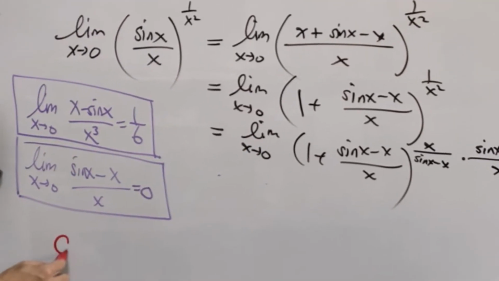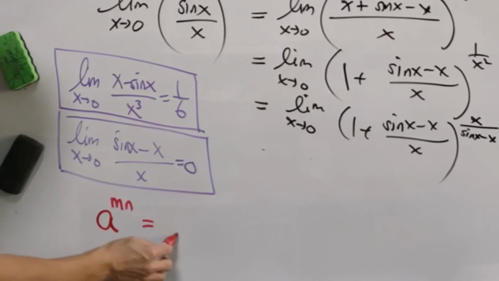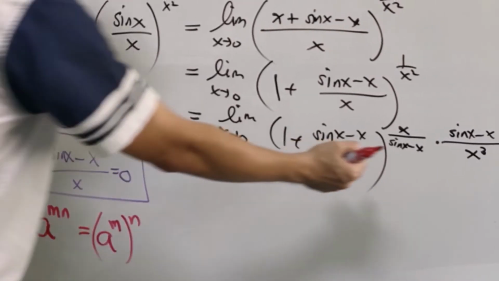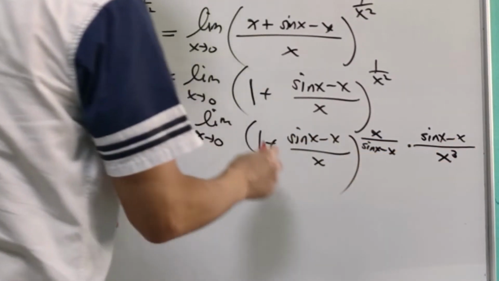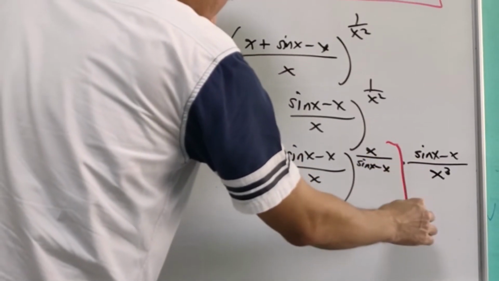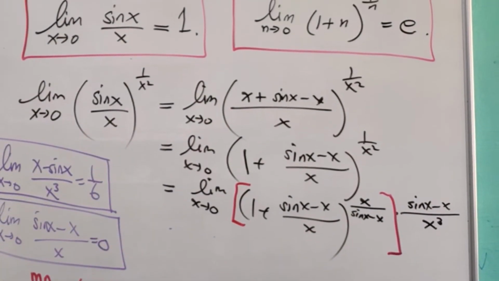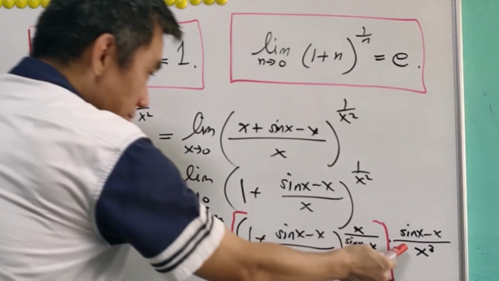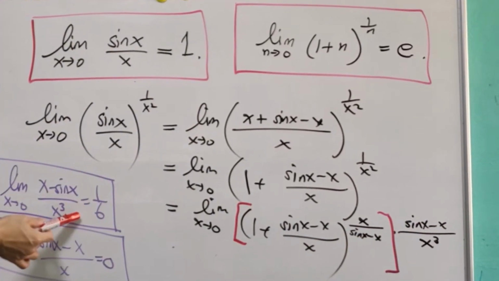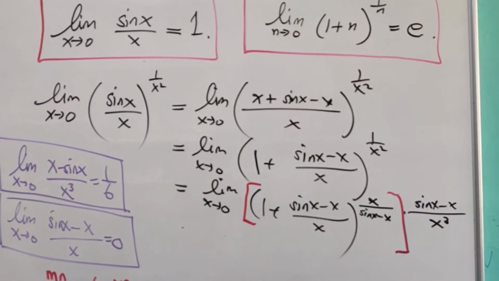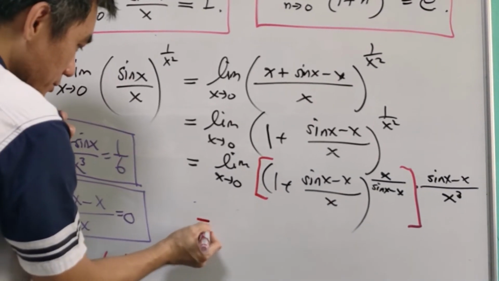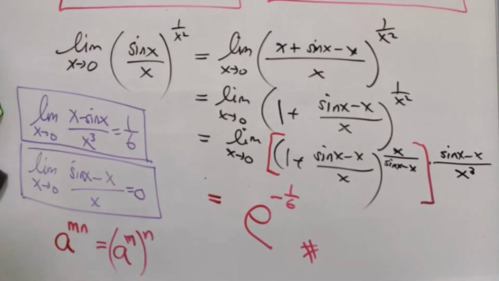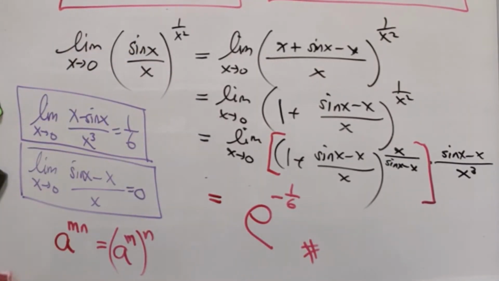Note that a to the power of mn equals (a to the power of m) to the power of n. Now note that this limit exists and is equal to e. And the limit here also exists. It will be equal to negative 1 over 6. And therefore the answer is equal to e to the power of negative 1 over 6. And we are done. This is the first way to obtain the answer.